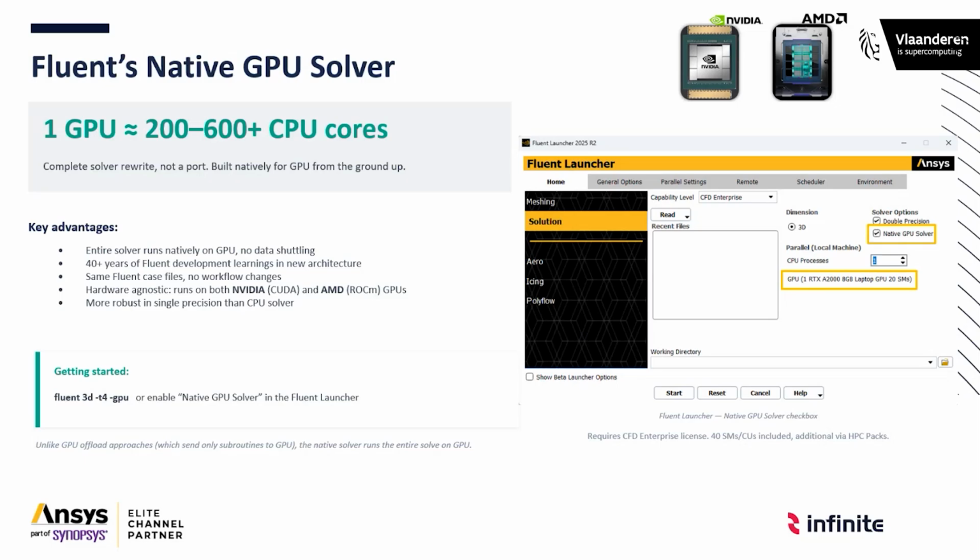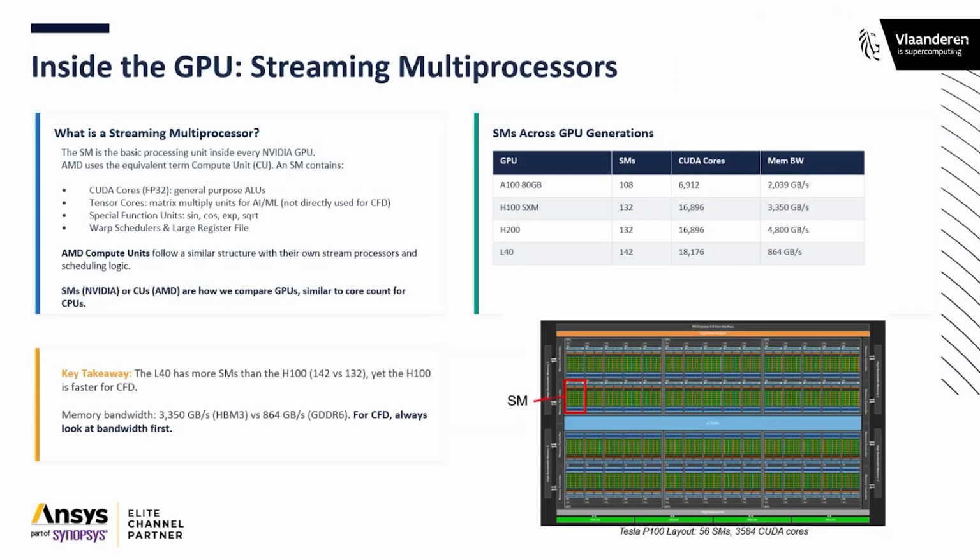In terms of Ansys licensing, this usage of the GPU solver requires a CFD enterprise license, and inside this license 40 SMs, streaming multiprocessors or compute units, are included. If you want to go to the bigger GPUs, you need additional HPC packs. But what exactly is an SM or streaming multiprocessor? That brings us to the next slide.